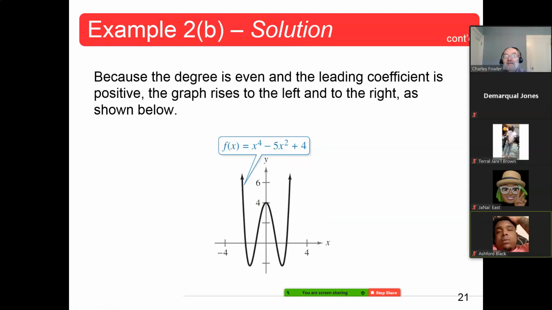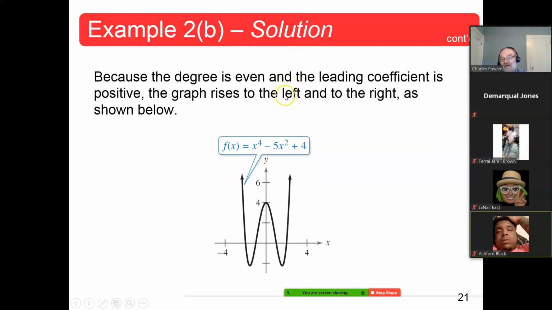The second of those, x to the fourth minus 5x squared plus 4. All we're interested in now is the end behavior. End behavior, only focus on that first term. When x is very large negative, raise a negative number to an even power, that's positive. Raise a positive number to an even power, that's positive. So these are both on the up and up.